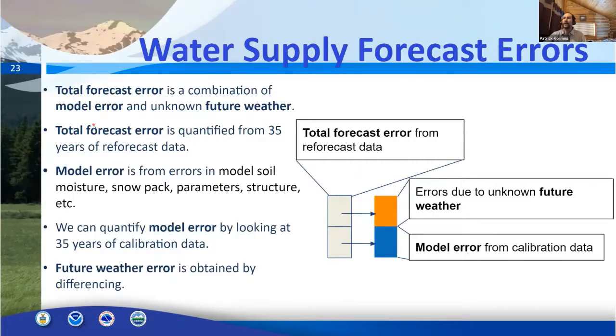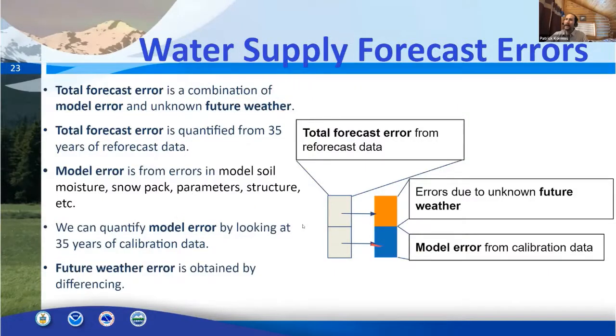We can quantify the total forecast error from 35 years of reforecast data. We know what forecast we gave, and then we know what the observed volume was for those years, so we can get a mean total error. In addition, we have a calibration time series for the last 35 years, so we can see what our model said the volume should be and what the volume actually was, and that quantifies the blue bar. So then we can get the error due to future weather just by a simple differencing.